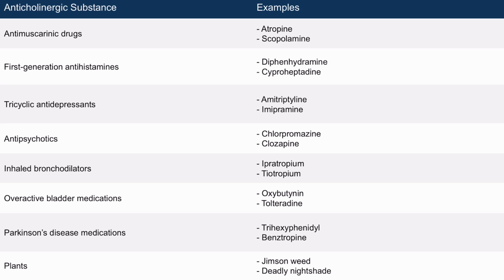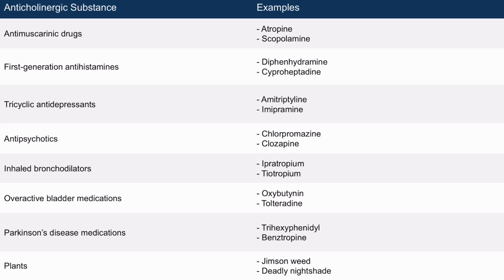Some antipsychotic medications can cause anticholinergic toxicity as well. High-yield medications in this group include chlorpromazine and clozapine. Some inhaled bronchodilators dilate the airway primarily by inhibiting muscarinic receptors. This includes medications such as ipratropium and tiotropium. Some medications used to treat overactive bladder, including oxybutynin and tolterodine, function by inhibiting muscarinic receptors.